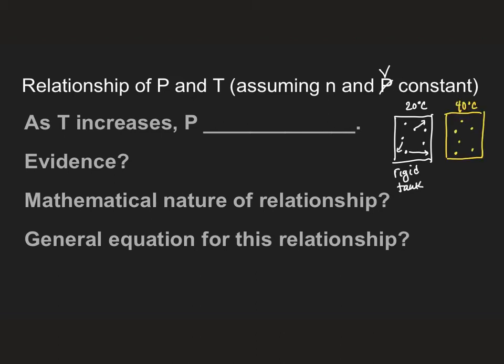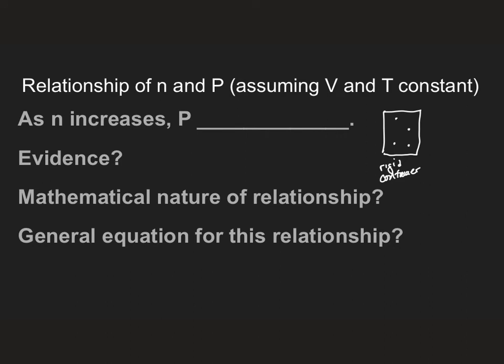the volume of the container has not changed. However, the particles are now moving faster, and so they are going to exert a greater force on the same area, resulting in a higher pressure. So pressure will also increase. This is a direct proportion, and this equation could be written as pressure divided by temperature equals a constant. That's the nature of a direct proportion.